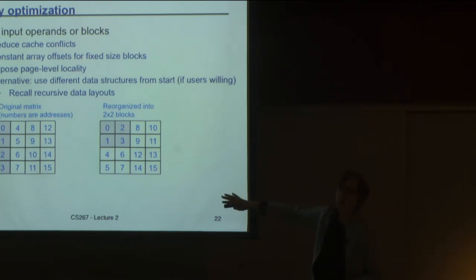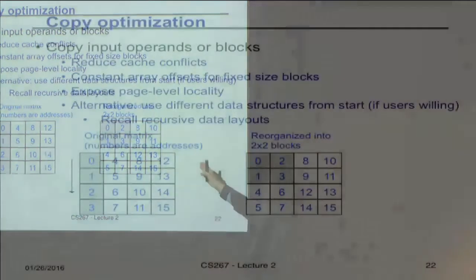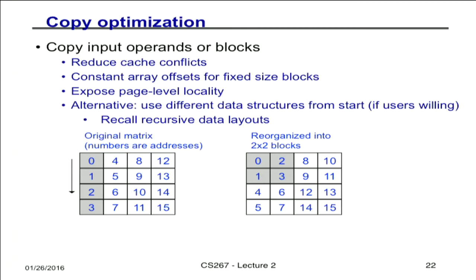This is the copy optimization I mentioned earlier. In this case, we might want to reorganize our matrix from, say, column major layout into block column major layout, where each column contains little 2x2 blocks. So that would be another example. Okay, so those are all the tricks, at least that I'm going to tell you about, for how to make your code actually run faster.